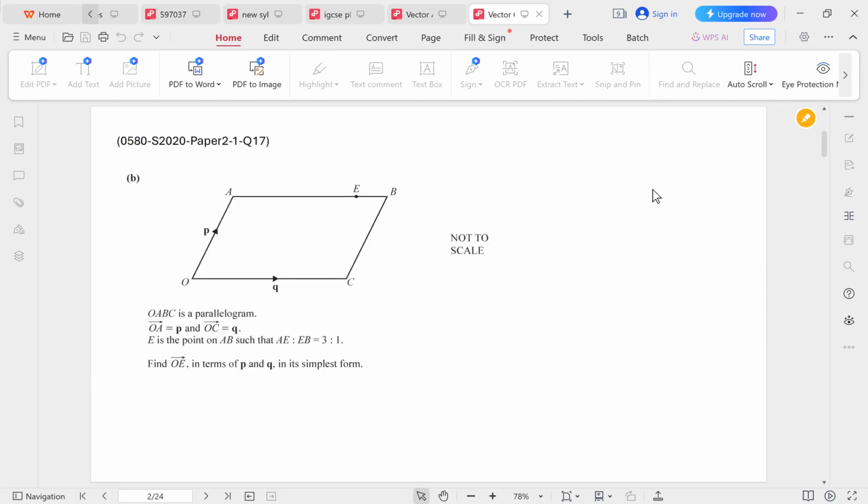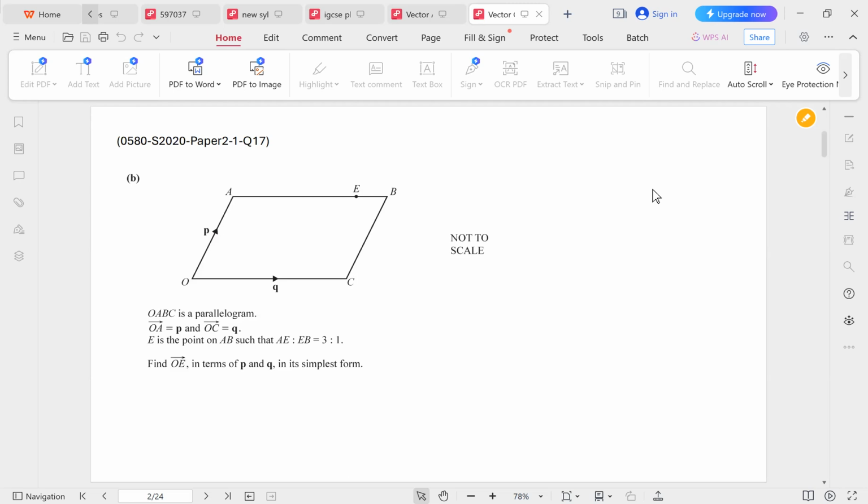So in the first question, we are told OABC is a parallelogram. OA equals P, OC equals Q. E is the point on AB such that AE to EB equals 3 to 1. Find OE in terms of P and Q in its simplest form.